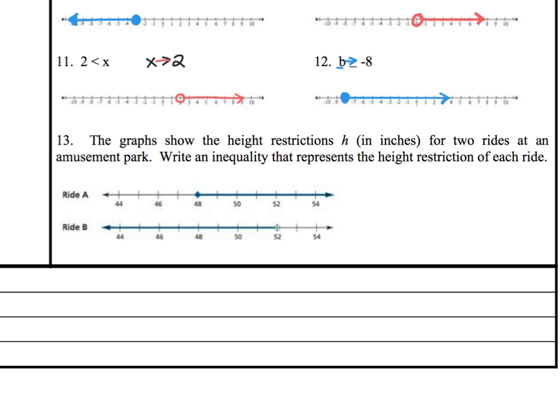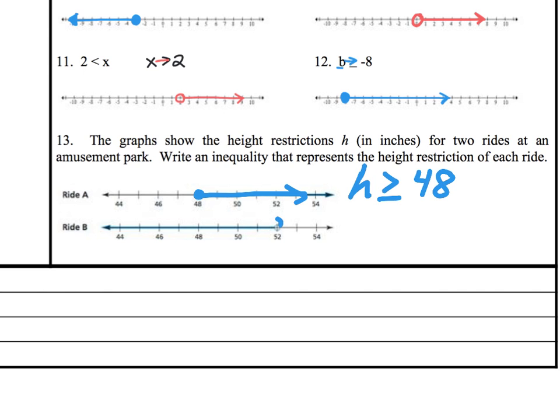The graphs show the height restrictions h in inches for 2 rides at an amusement park. Write an inequality that represents the height restriction of each ride. So we are using h. The height for this one starts at 48 and goes to the right. So it is values bigger than 48, but it also could be 48 because we saw a closed circle. So greater than or equal to 48.